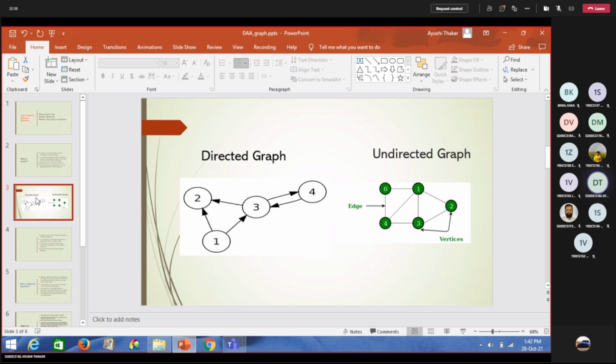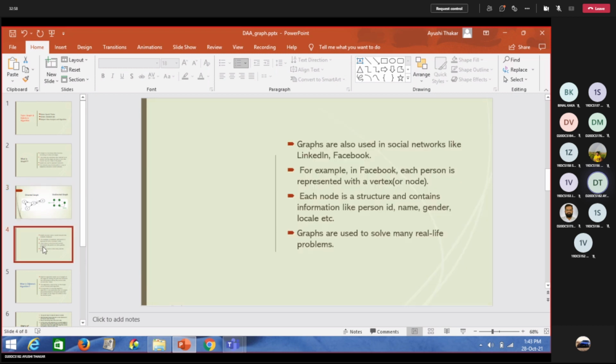When a graph has an ordered pair of vertices, it is called a directed graph. But when a graph has an unordered pair of vertices, it is known as an undirected graph. Graphs are also used in social networks, where each node is a structure containing information like person ID, name, gender, etc.